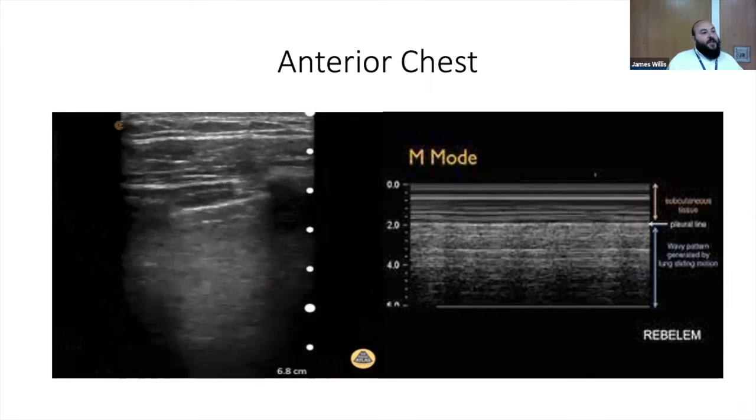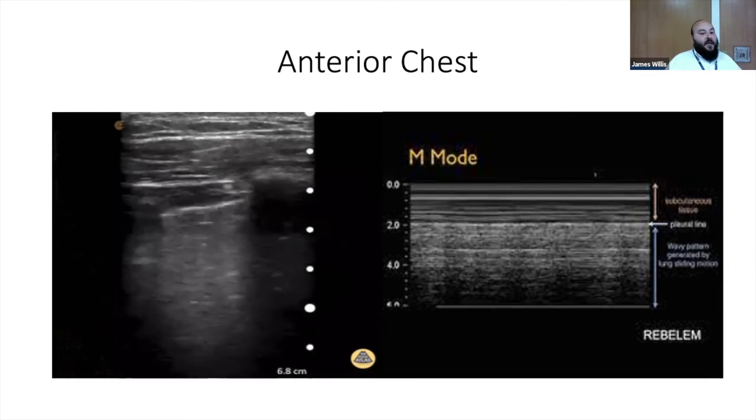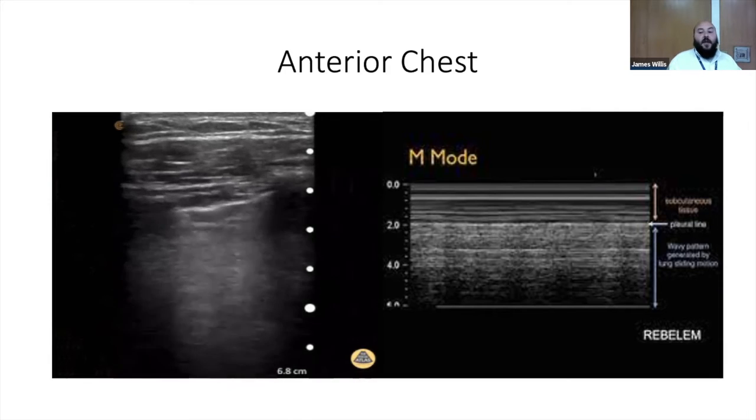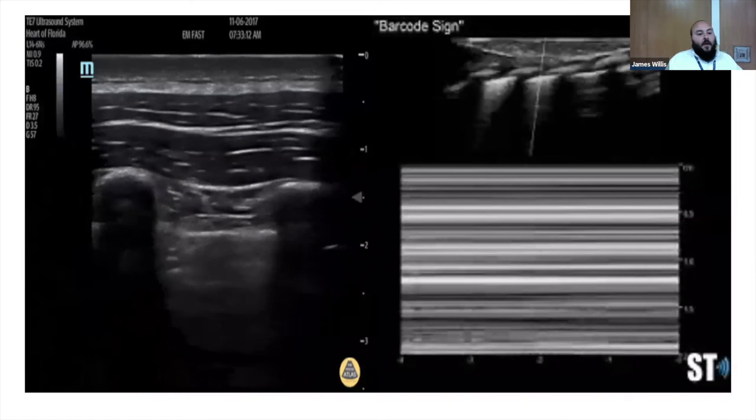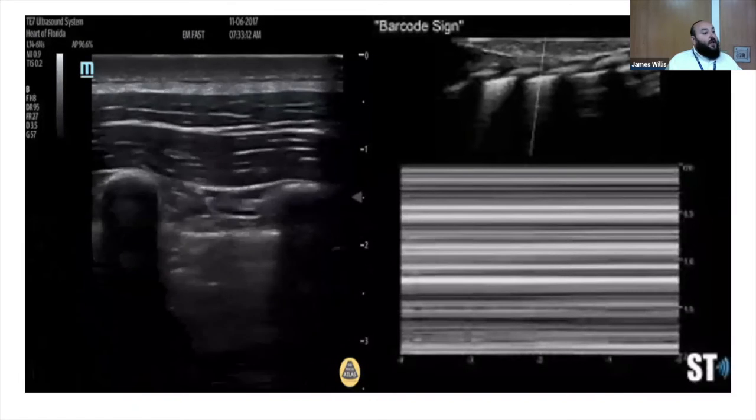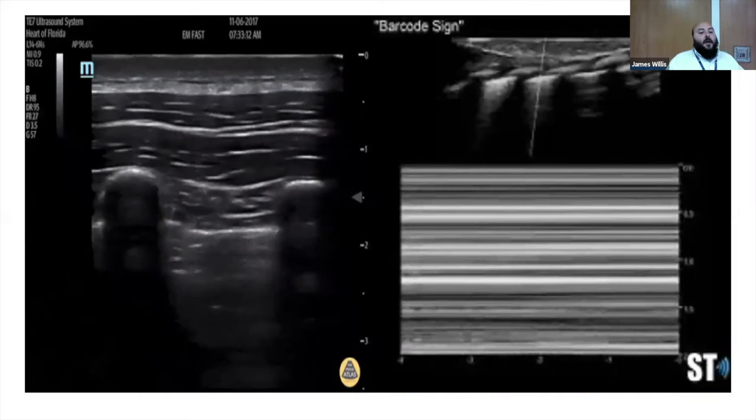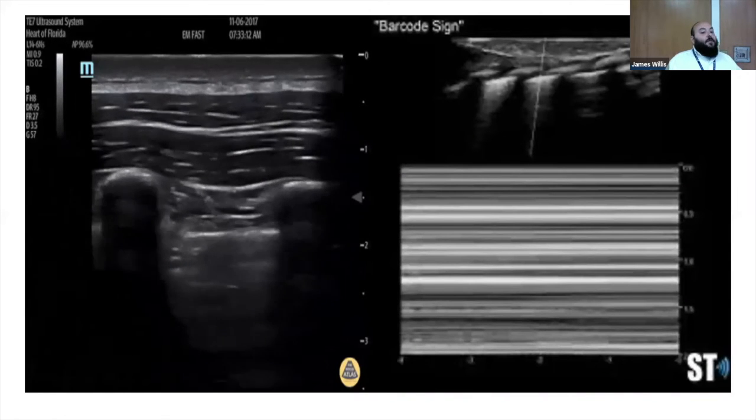If you're not sure if you see it, you could always put on M mode, and you'll see the image on the right, which is the sandy shore sign. Over here, you see an image with no lung sliding, absence of lung sliding. If you're not sure, you put on the M mode and you see the barcode sign.